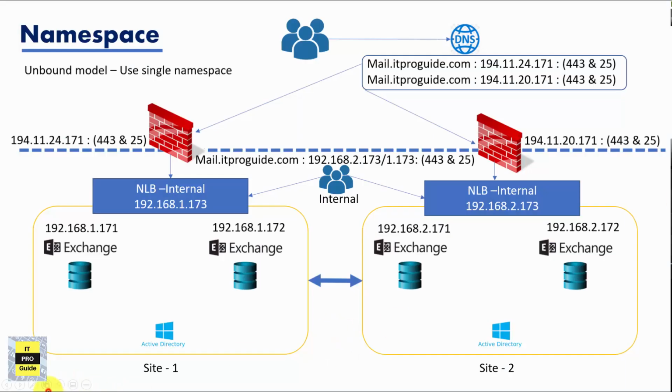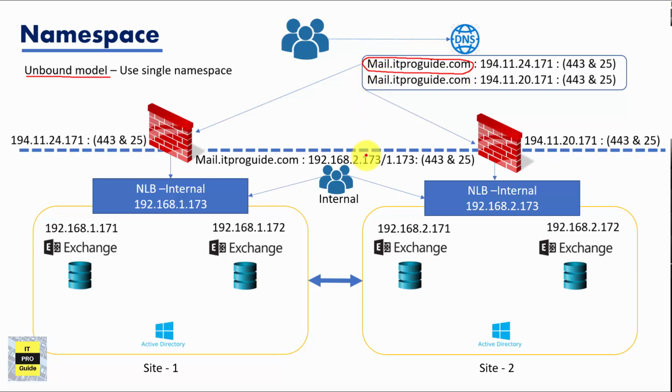So let us start from namespace. What you see now in the screen is the most recommended model, which is called the unbound model. When you deploy an Exchange server, you have two options when it comes to namespace: bound model and unbound model. What you see now is the unbound model. Here you deploy your Exchange server with a single worldwide namespace. For example, mail.itproguide.com is the single worldwide namespace that I use in my architecture.